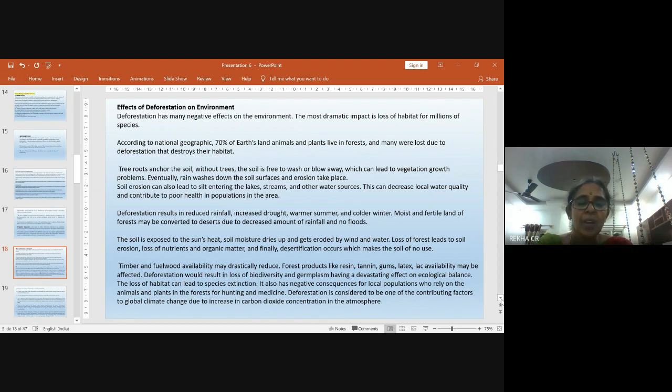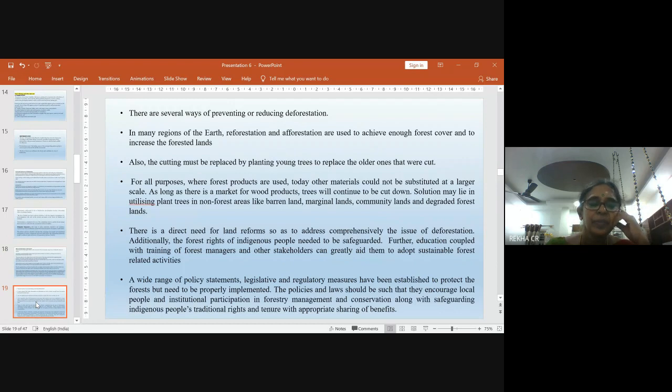So deforestation is considered as one of the contributing factors to global climate change due to increase in the carbon dioxide concentration in the atmosphere. See, the trees absorb the carbon dioxide present in the atmosphere by a process called photosynthesis. So when trees are removed, there is excess of carbon dioxide concentration in the atmosphere, which leads to the global climate change.